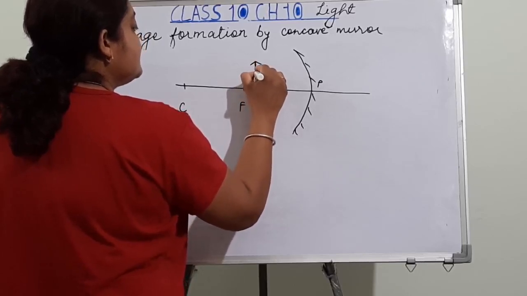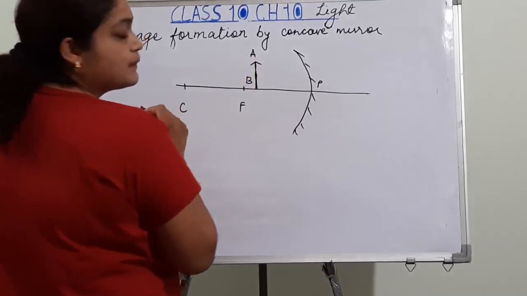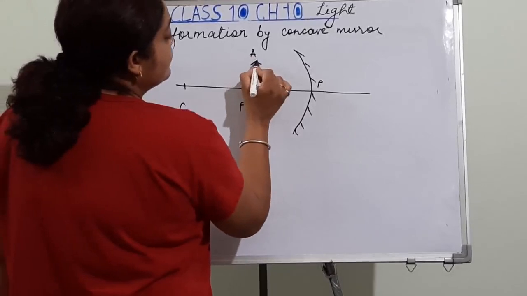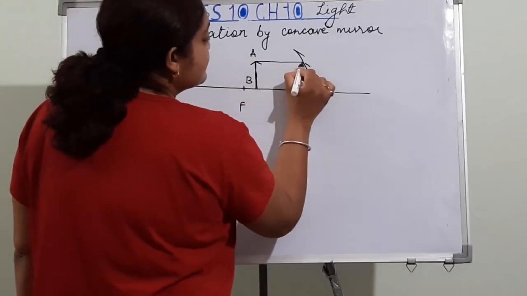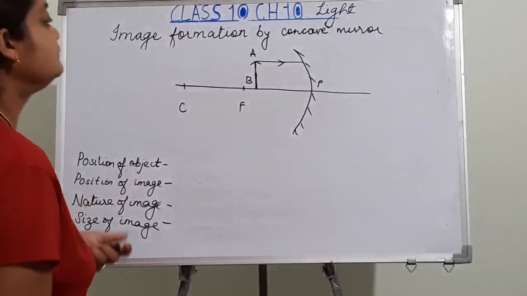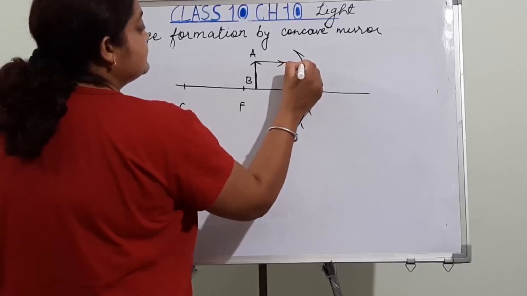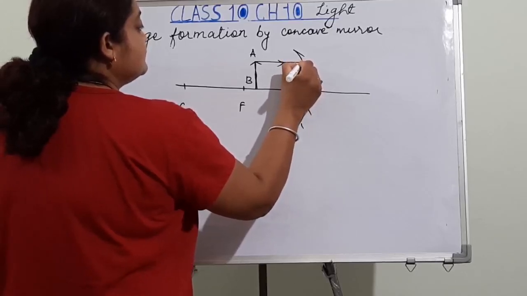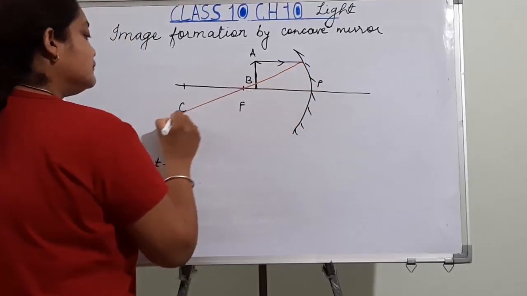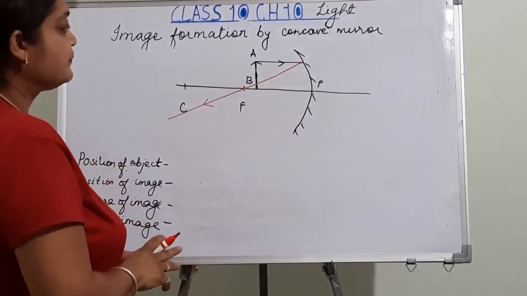So this is the object AB. The first ray is parallel to the principal axis. After reflection from the mirror, it will pass through the focus. So this is the reflected ray.